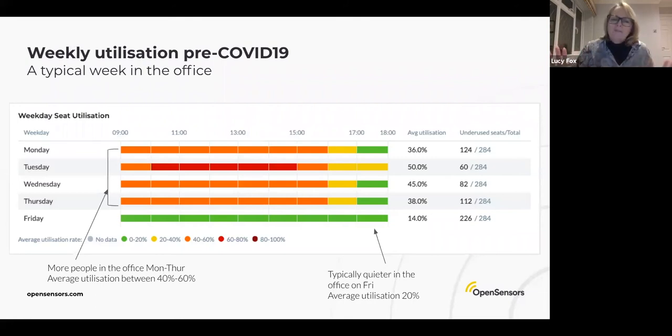I'll caveat that if you work in an environment where you have consultants, consultants would typically be very heavily in the office on a Friday, but Monday to Thursday would be out at customer sites. So it's a slightly different demographic. But for here, this is what you would see for a typical environment when you're thinking of multiple different departments in an environment.